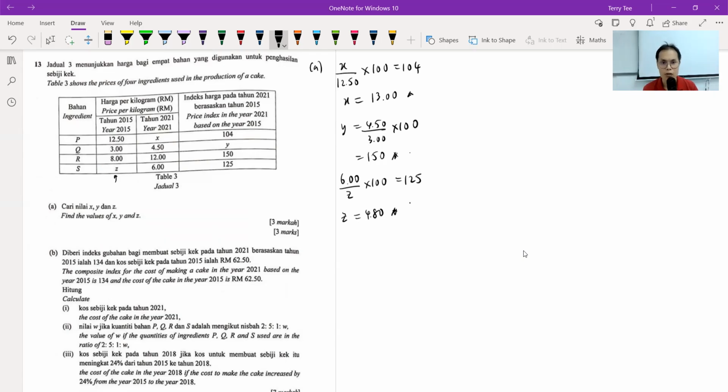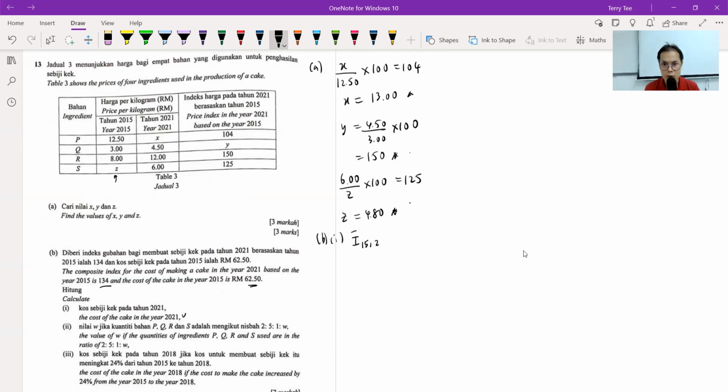Second part, the composite index for the cost of making a cake in 2021 based on 2015 is 134. And the cost of a cake in 2015 is 62 ringgit and 50 cents. So calculate the cost of a cake in 2021. They actually gave us the composite index, the price in year 2015, and you're supposed to find the price in year 2021. Remember, the composite index actually tells us the overall cost. So now let me write B Roman 1. The composite index tells us the cost. The base year is 2015.